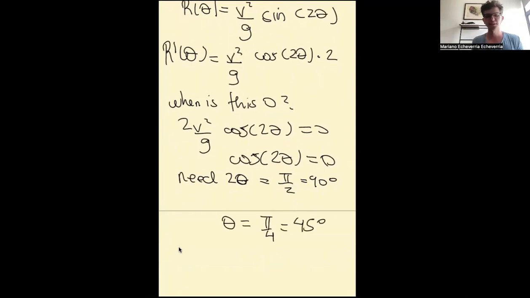So what this is saying is that if you're throwing a bunch of balls, all with the same speed, always at 10 feet per second or whatever, the way to throw it so that it covers the most horizontal distance is by throwing it at a 45-degree angle with respect to the floor. Is that okay? Is that making sense?